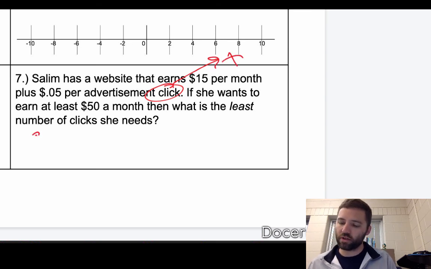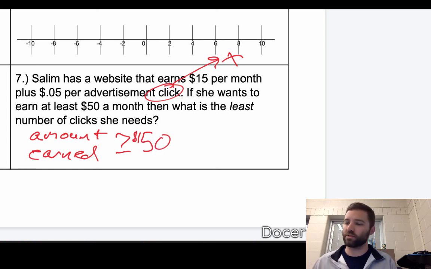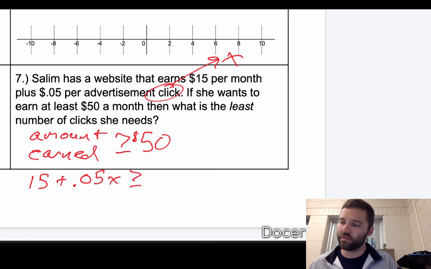So her amount earned, sometimes it's helpful for word problems to write it out in words first. Her amount earned is going to be greater than or equal to $50. That's what she wants. She wants greater than or equal to $50. And so her amount earned, we need an expression for that. Well, the expression will be $15 per month plus everything she earns from clicks. That'd be 5 cents, so 0.05, times the number of clicks. All of that has to be greater than or equal to 50.